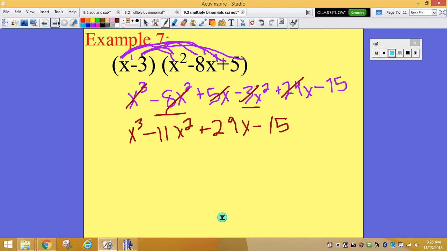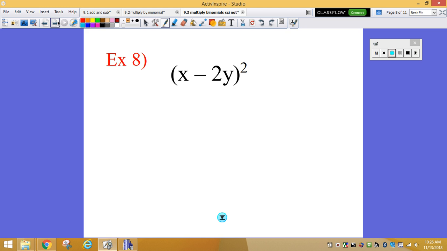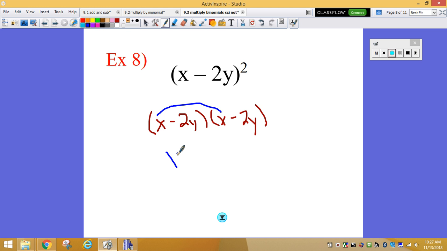All right, the only other new thing we're going to do is when you have a problem written like this. Anything squared means multiply it by itself. So we're not going to do your laws of exponents where you distributed that 2 in. What this really means is do x minus 2y times x minus 2y. So just like every other problem we've done in this video, x times x is x squared. X times negative 2y is negative 2xy. Keep them in alphabetical order.